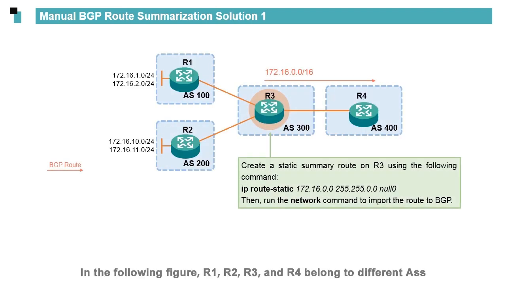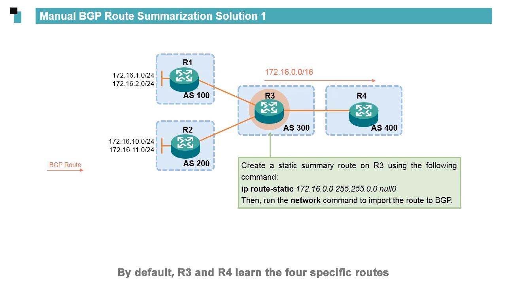In the following figure, R1, R2, R3, and R4 belong to different ASs. R1 and R2 each are connected to two network segments. R1 and R2 advertise the routes of the network segments to R3. By default, R3 and R4 learn the four specific routes. Now, it is required that route summarization be configured on R3 to simplify the routing table of R4.